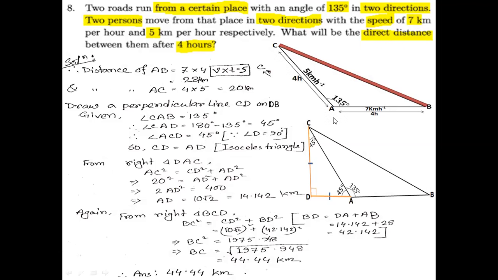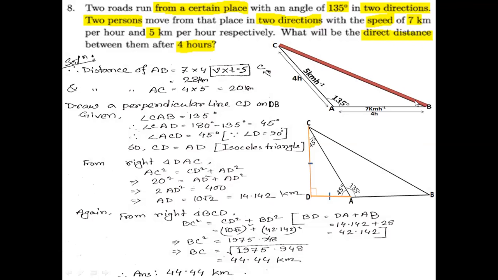Here, look at here, A and B. Suppose this is our first place. From this place, two persons go two ways. Suppose one is going this way, the AB way, and the other person is going the AC way. Clear? One is going 7 km per hour and the other is going 5 km per hour. To reach A to B takes 4 hours, and also A to C takes 4 hours. And we need to find out the direct distance between these two. Direct distance means we have to find this BC, the value of BC.